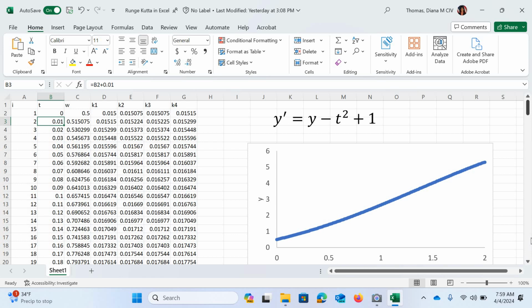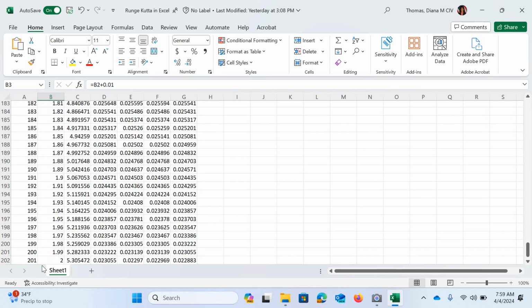I don't like division, so I just went through and looked at it. If I wanted to integrate from 0 to 2, which is what I think the example I saw wanted, I just went and looked over here. My capital N is 201. That's how many pieces I've chopped the interval into.